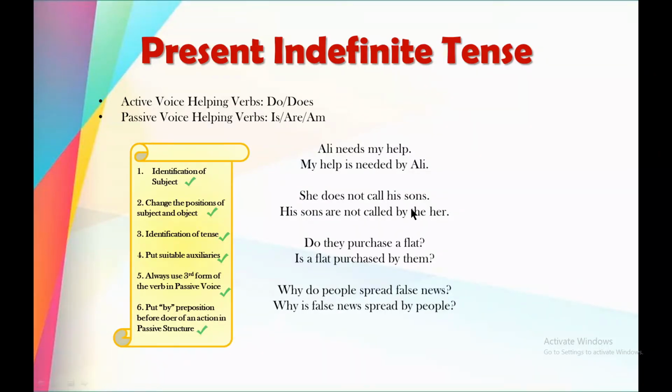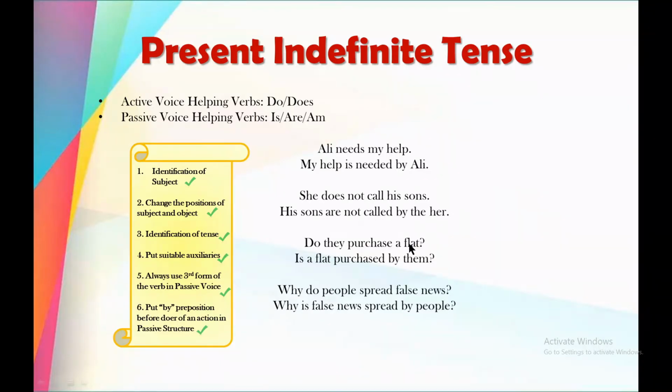It is an unnecessary use of "the" over here. We should not use it over here as well. "His sons are not called by her." So she takes the position of object and his sons takes the position of subject, and then according to the subject we use are, not, and the third form of the verb, and the preposition "by" before the doer of an action.